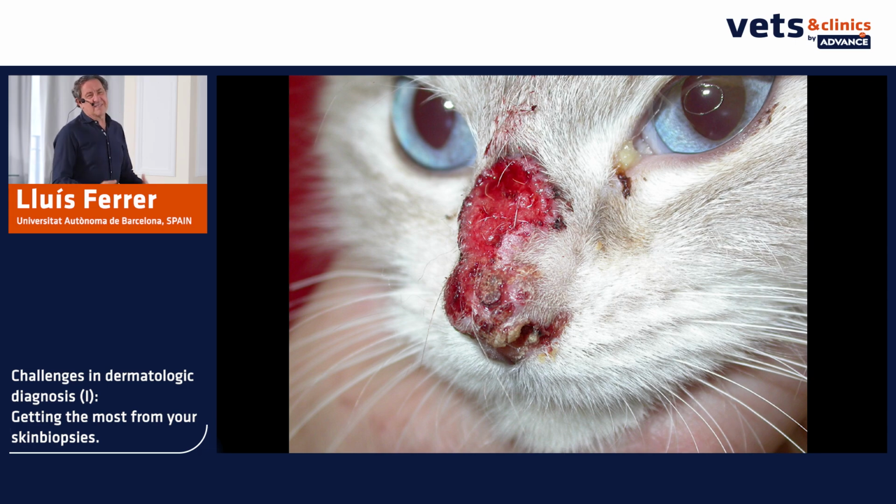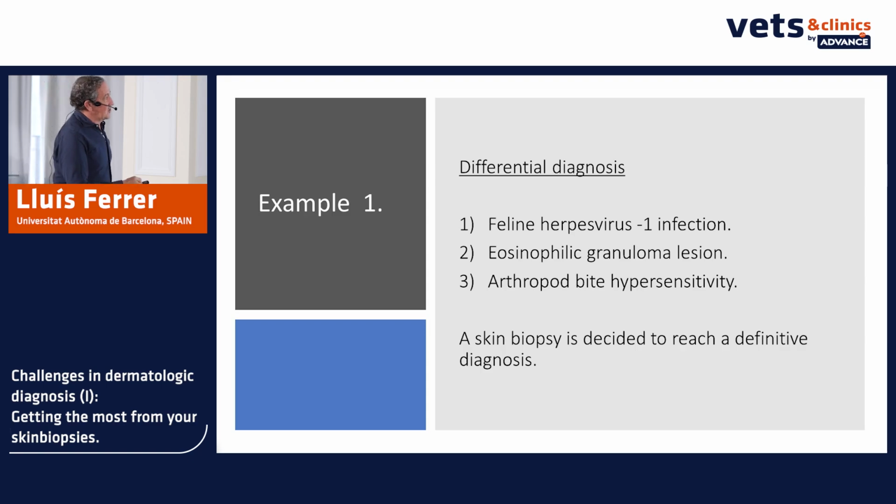Usually they begin here, so it's a possibility, but not very likely because this cat started to develop this at 1 year of age, so it's uncommon. The vet talked to me, sent me the case, I took the images. I said, we need to biopsy the cat. And I made this differential diagnosis.